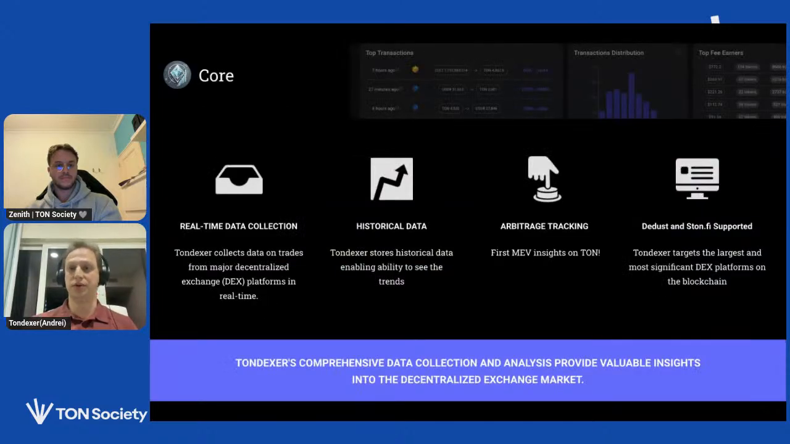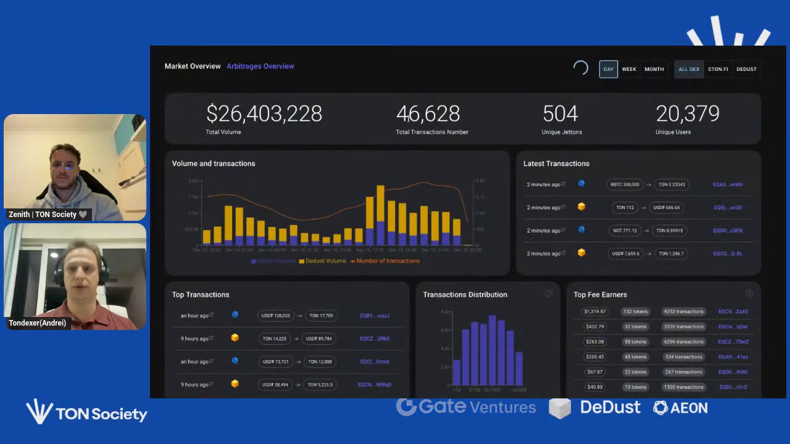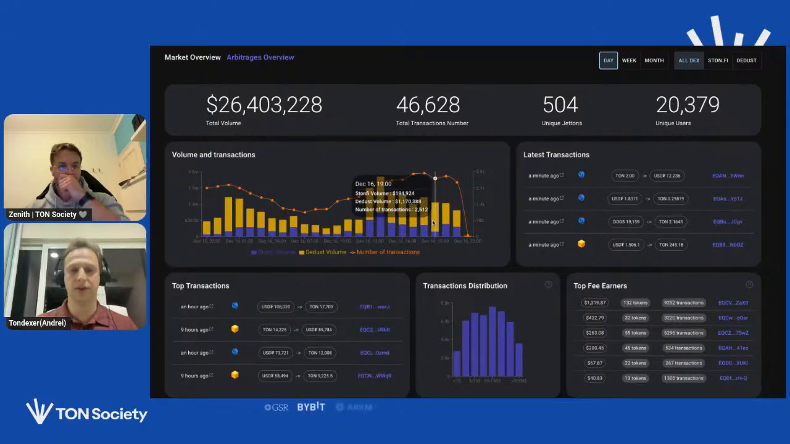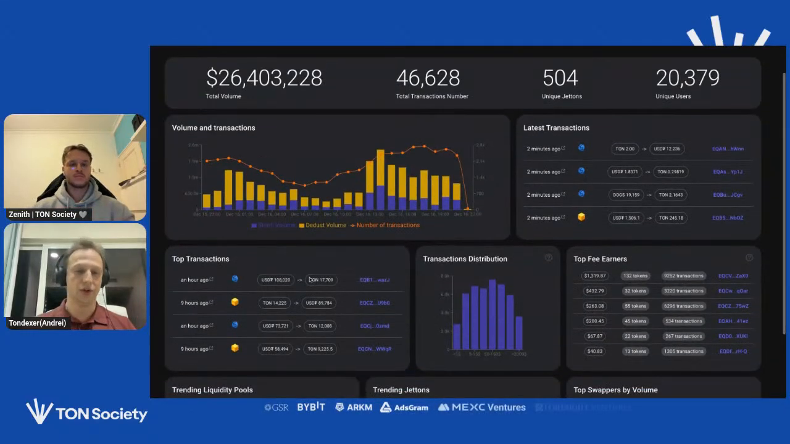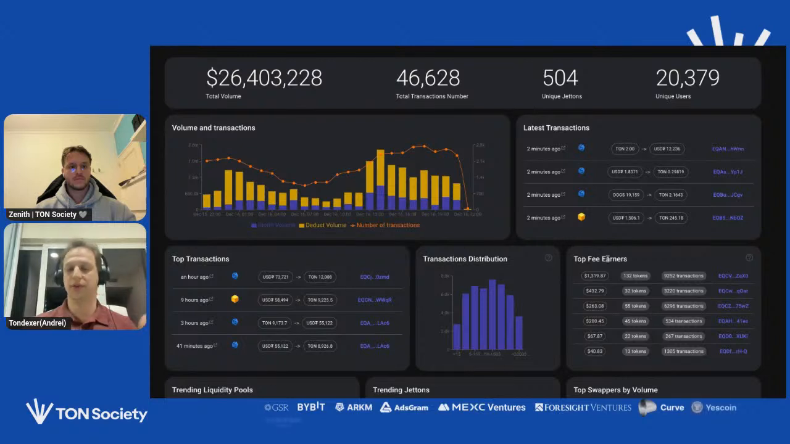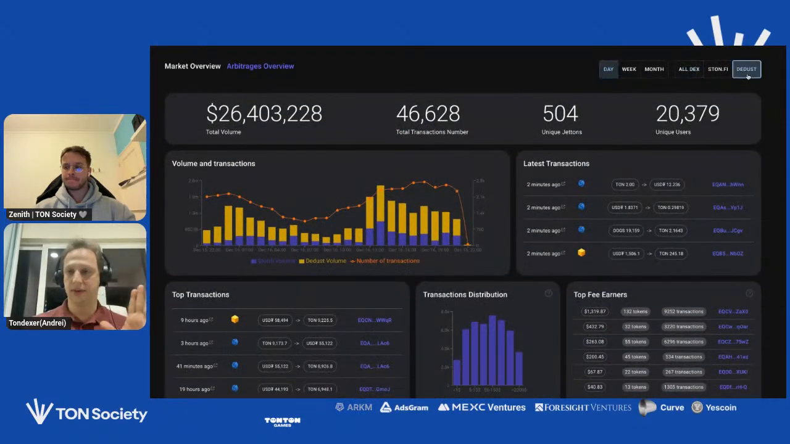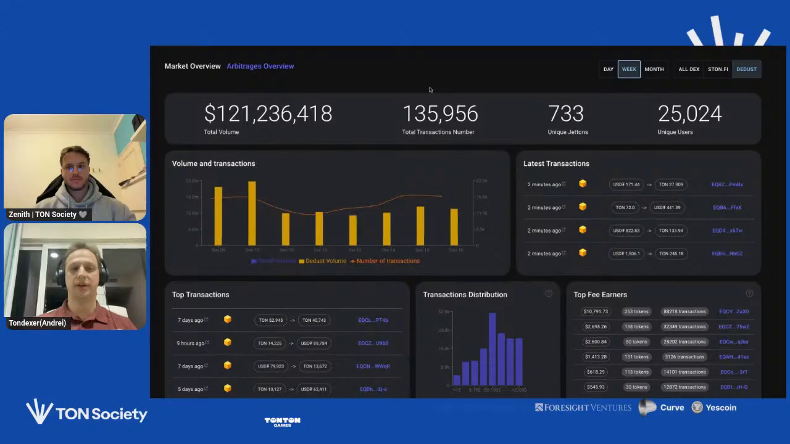So the core of our project and its main value is the data we're collecting. Currently, we gather comprehensive data on all trades in real time from two major DEX platforms, which are DeDust and Tonfi. This allows us to show historical trends and perform analysis such as arbitrage tracking. So let me just do a quick demo. That's the first section. You can see basic metrics like volumes in dollars, number of transactions, historical trends, top transactions by value, top fee earners, top fee referral earnings, and top trends in liquidity pools, trends in jettons, and accounts trading in huge volumes. Also, you can filter by specific DEX and customize the time range.